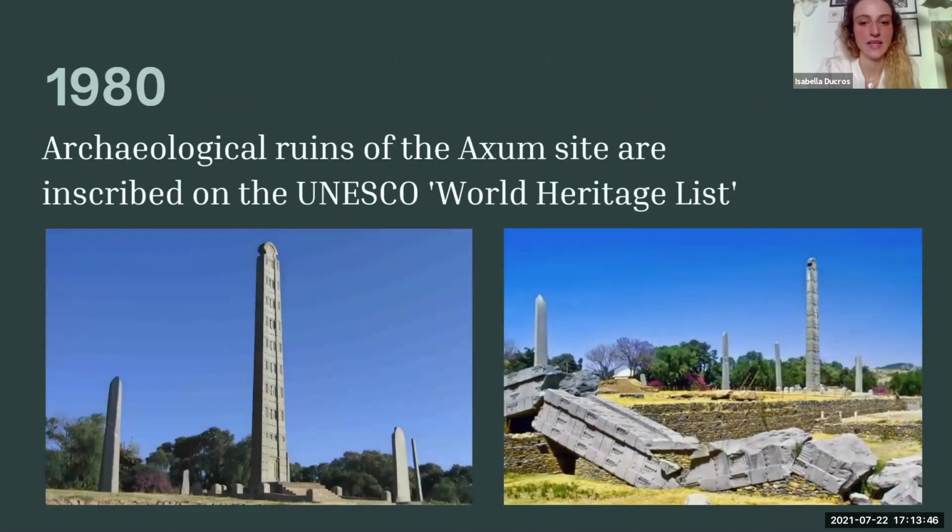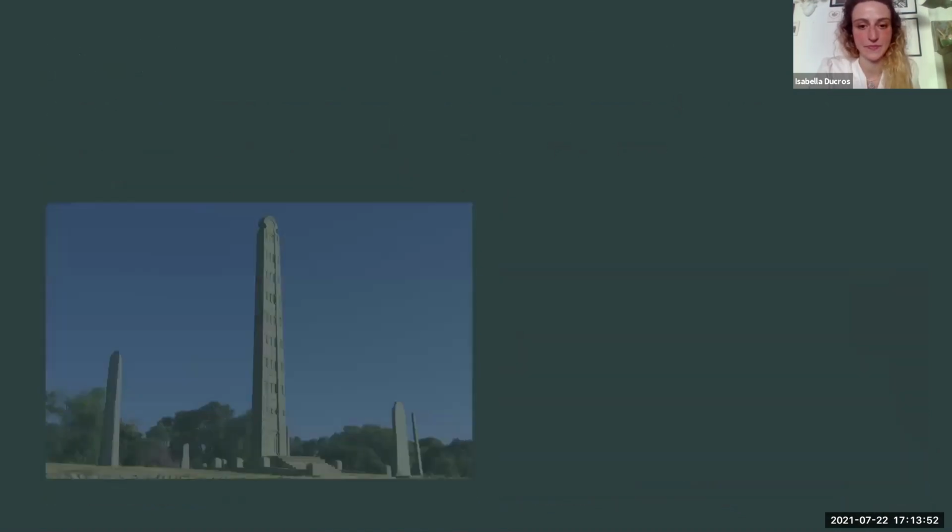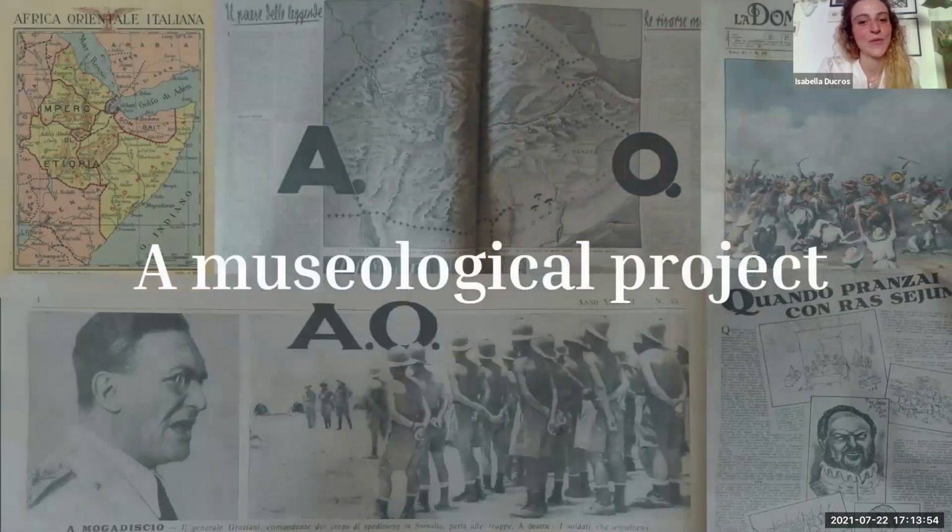The Aksum site has been on the UNESCO World Heritage List since 1980. Now, when objects cannot be returned, questions have to be asked about how they are displayed in museums. In conclusion, I would like to tell you about the case of a museum that has implemented interesting inclusion strategies, which can be taken as an example.